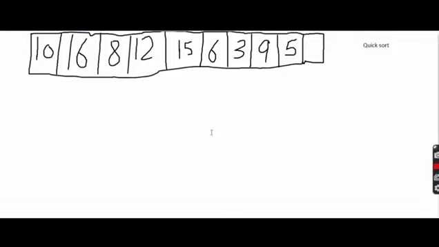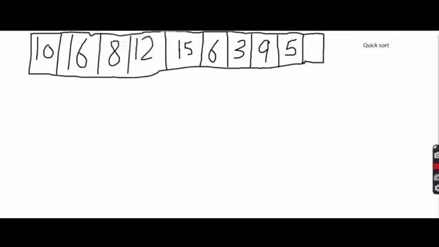Hello students, after merge sort, let's discuss the quick sort process. How to sort a very large list using the quick sort. First of all, let me tell you what is the quick sort. Quick sort is also a divide and conquer process like the merge sort, but here the process we have to apply is the partition process, right?